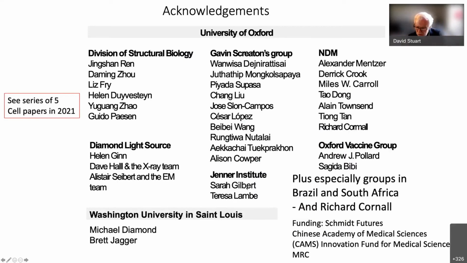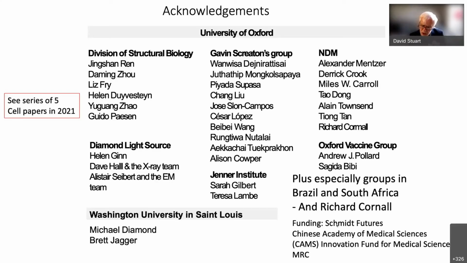And we've also had collaboration with Sarah Gilbert and Tess Lamb. Other people within the NDM have contributed. And I'd just like to single out Richard Cornell, the head of the NDM, who's really helped bring people together during the pandemic and really engender an excellent attitude of collaboration. And Andy Pollard of the Oxford Vaccine Group. We've had funding from the MRC, but also from the Chinese Academy of Medical Sciences, and some donations that have helped with this.